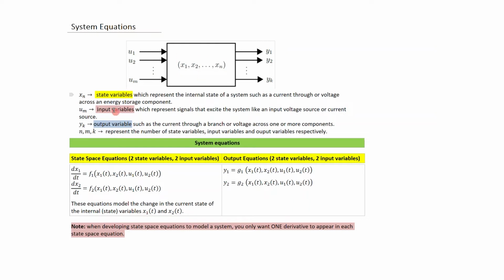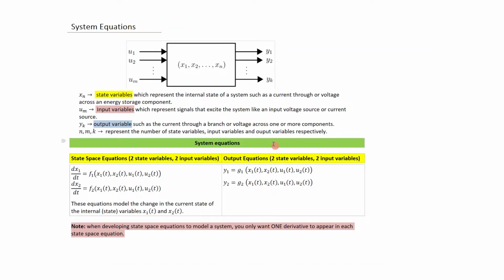All right. So here I've just summarized what each one of these things are. Input variables represent the signals that excite the system, like an input voltage source or current source, if we're talking about electrical circuits. The state variables typically represent the internal state of a system, such as current through or voltage across an energy storage component. And y_k is an output variable, such as current through a branch or voltage across one or more components. And n, m, k just represent the number of elements that we're dealing with.